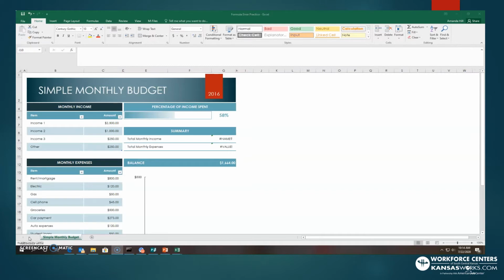We have here an example. In our total monthly income column, we have a formula error, pound or hashtag name question mark, and then in the total monthly expenses column, we have the error, pound value exclamation point.